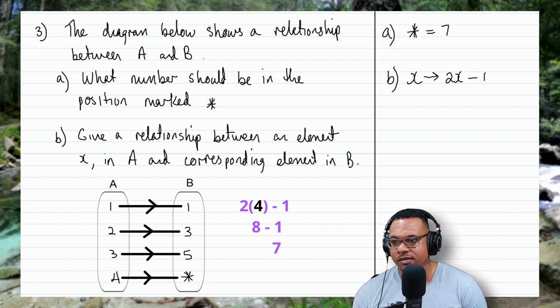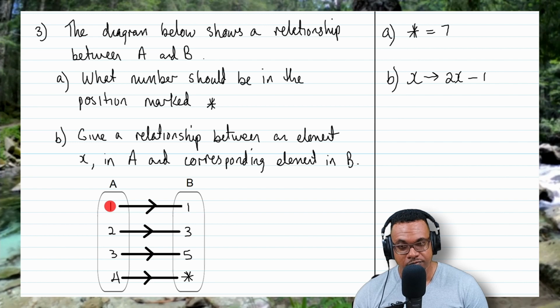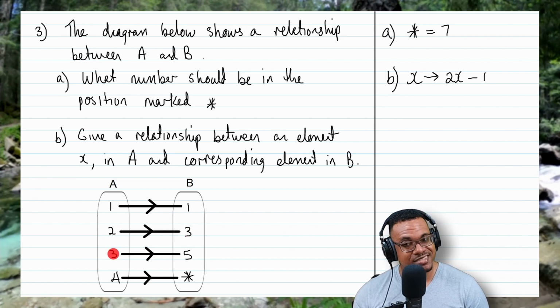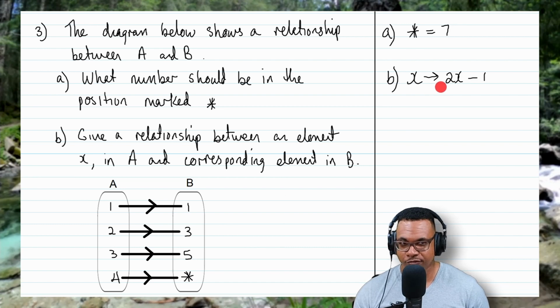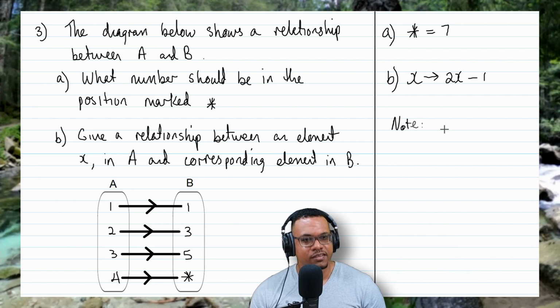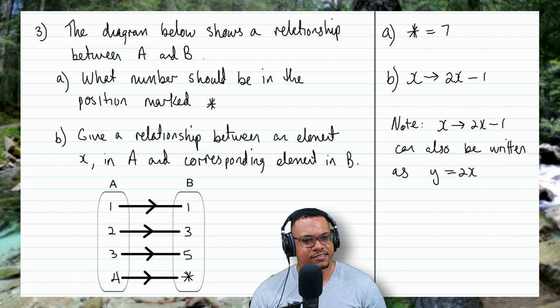So you multiply this x value by 2, you get 2, and you take away 1, you get 1. When I multiply this x value by 2, I get 4, and when I take away 1, I get 3. When I multiply this x value by 2, I get 6, and when I take away 1, I get 5. When I multiply this x value by 2, I get 8, and when I take away 1, I'll get 7. That's why this is your formula. This is your relation. And I just wanted to note that x is mapped to 2x take away 1 can also be written as y is equal to 2x take away 1. And that would bring us to the end of this video.